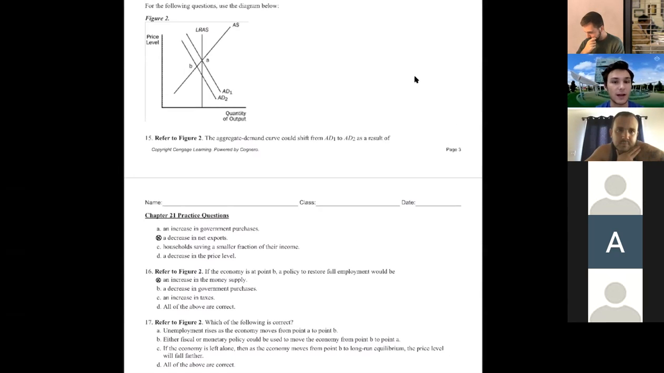Either fiscal or monetary policy could be used to move the economy from point B to point A. That's correct. The government could either increase government purchases and decrease taxes at the same time. That would allow people to spend more money and increase aggregate demand. Or they can do what I just talked about with monetary policy, increasing the money supply. So we know that all of the above answers are correct if A and B are correct. Also, for some intuition on C, if the economy is left alone, then as the economy moves from point B to the long run equilibrium, the price will fall further. And that's kind of the argument against some of these policies.